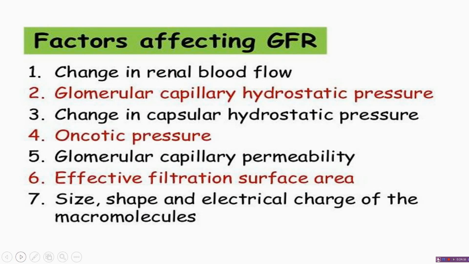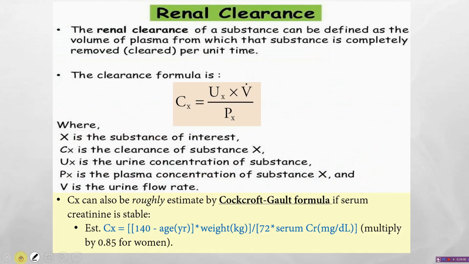Now, summing up, what are the factors affecting GFR? First is the renal plasma flow, as we have already discussed, and all the Starling forces: the capillary hydrostatic pressure, capsular hydrostatic pressure, oncotic pressure, the permeability of the capillary, effective filtration surface area, and also the size, shape, and electric charge of the macromolecules. Because, as we have seen, the filtration depends on them.